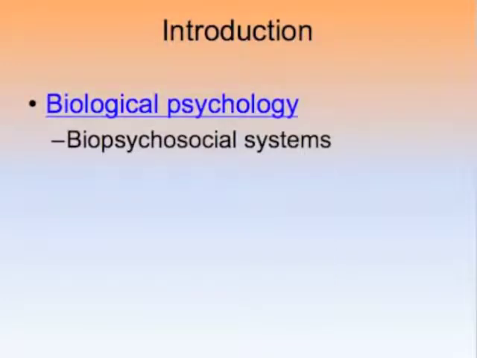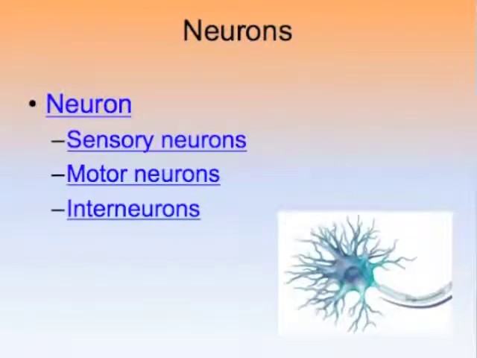The area that we're going to be looking at is biological psychology, which looks at biopsychosocial systems. It takes a very integrated approach to understanding behavior. Biological psychologists study the links between a biological activity and psychological events. They study things like sleep and dreams, the effect of stress and disease, etc. One of the areas they look at very closely is the nervous system, and specifically they look at neurons.